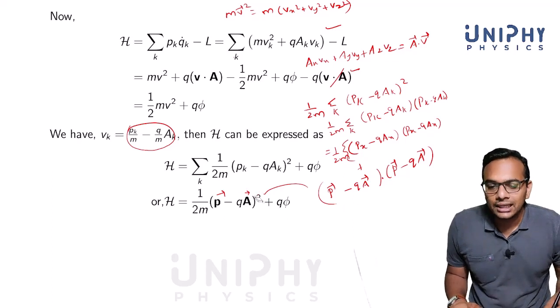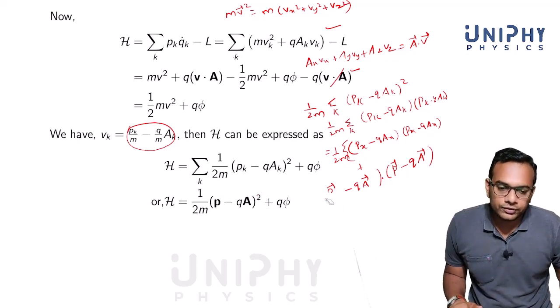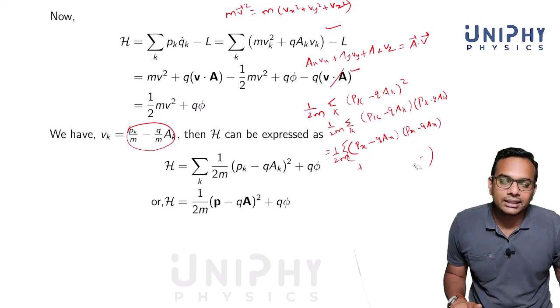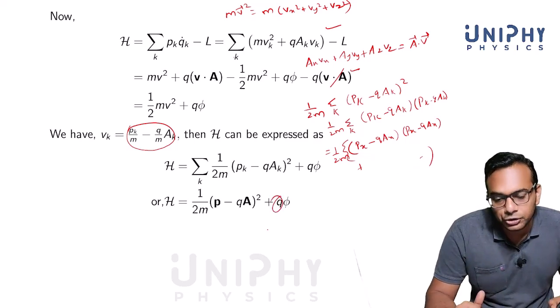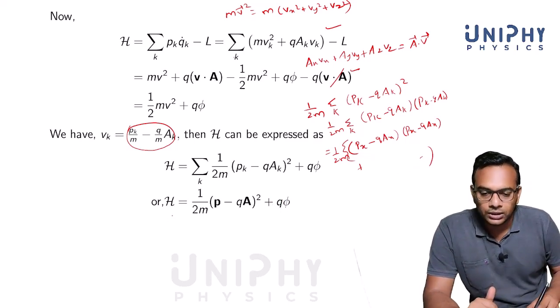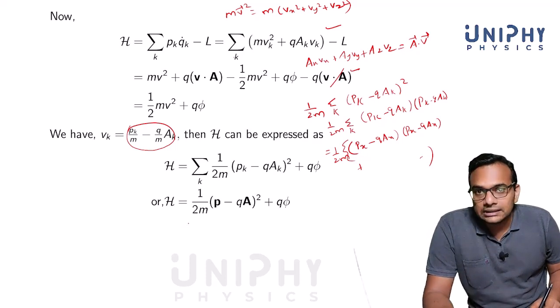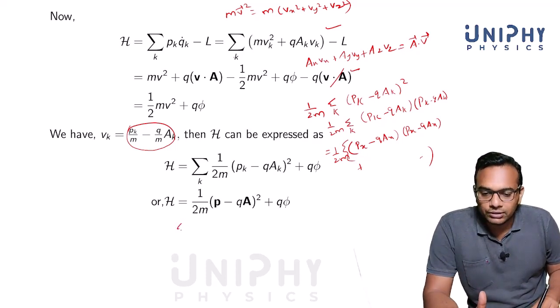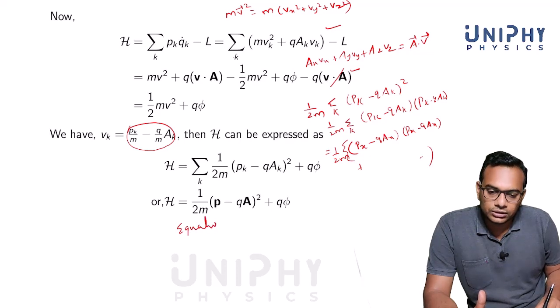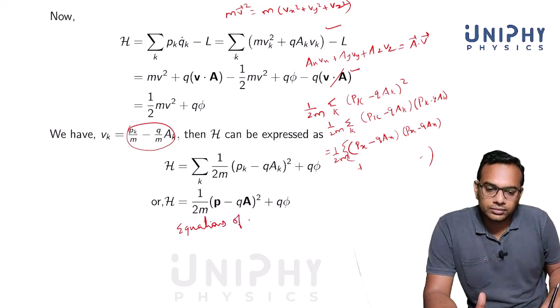So that's the Hamiltonian of a charged particle in an electromagnetic field, where the charge of the particle is Q. Now it's up to you. I leave it to you as homework to find the equations of motion.